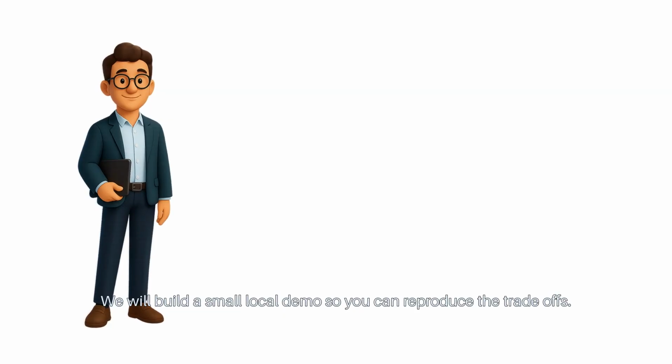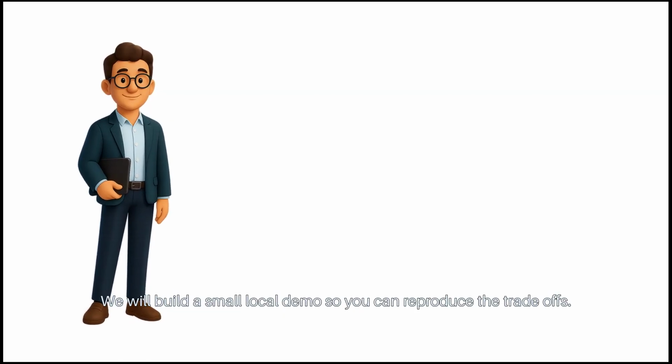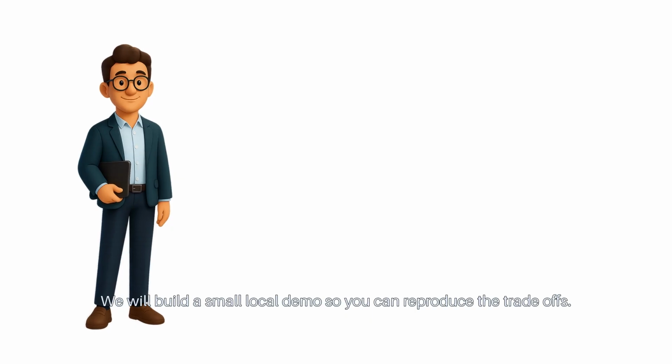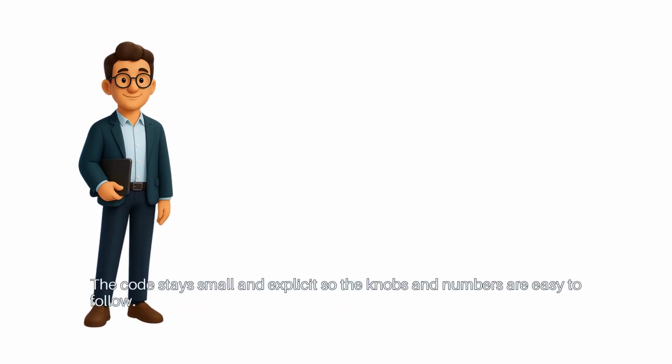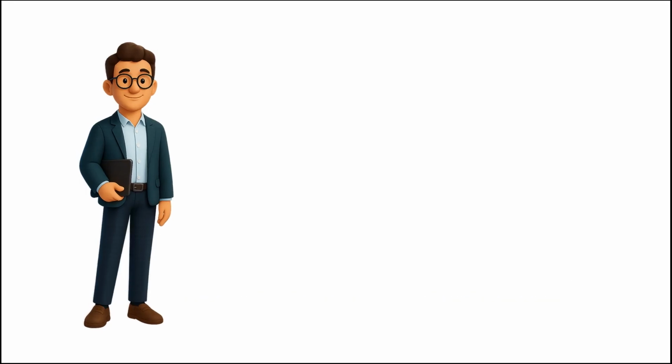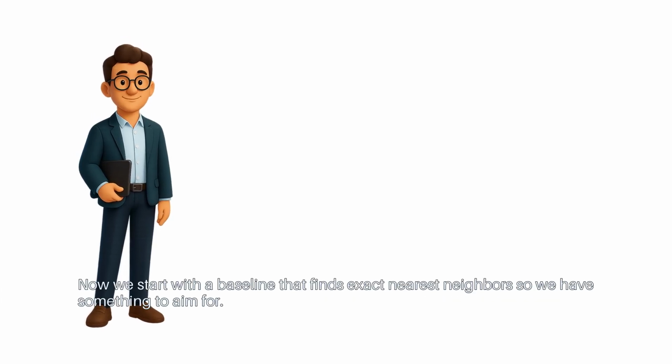We will build a small local demo so you can reproduce the trade-offs. The code stays small and explicit, so the knobs and numbers are easy to follow. Now we start with a baseline that finds exact nearest neighbors, so we have something to aim for.